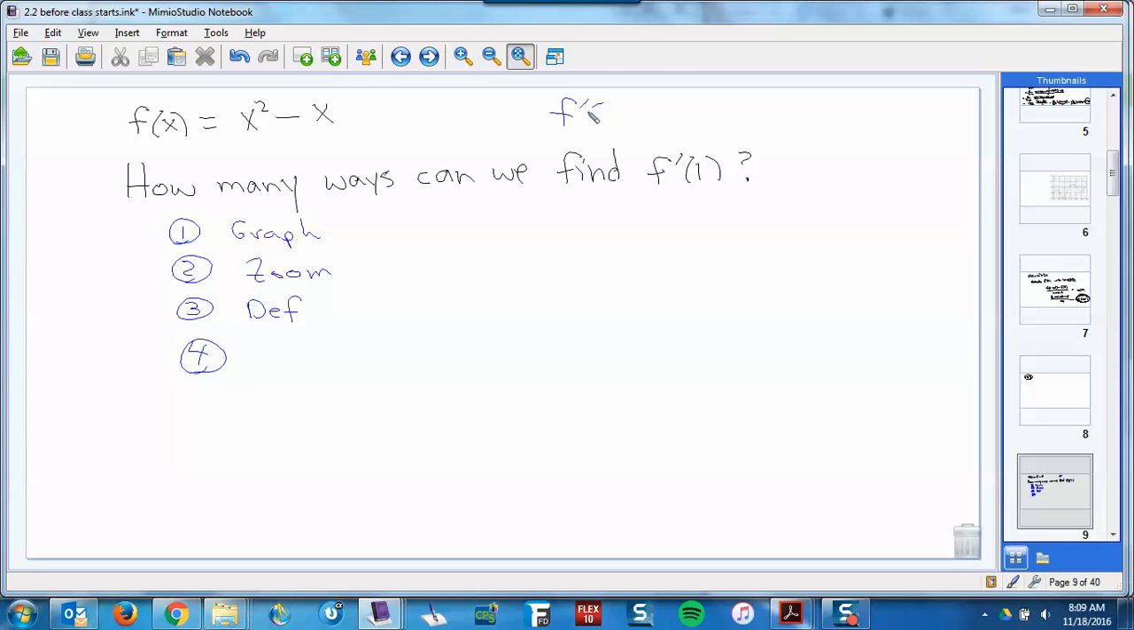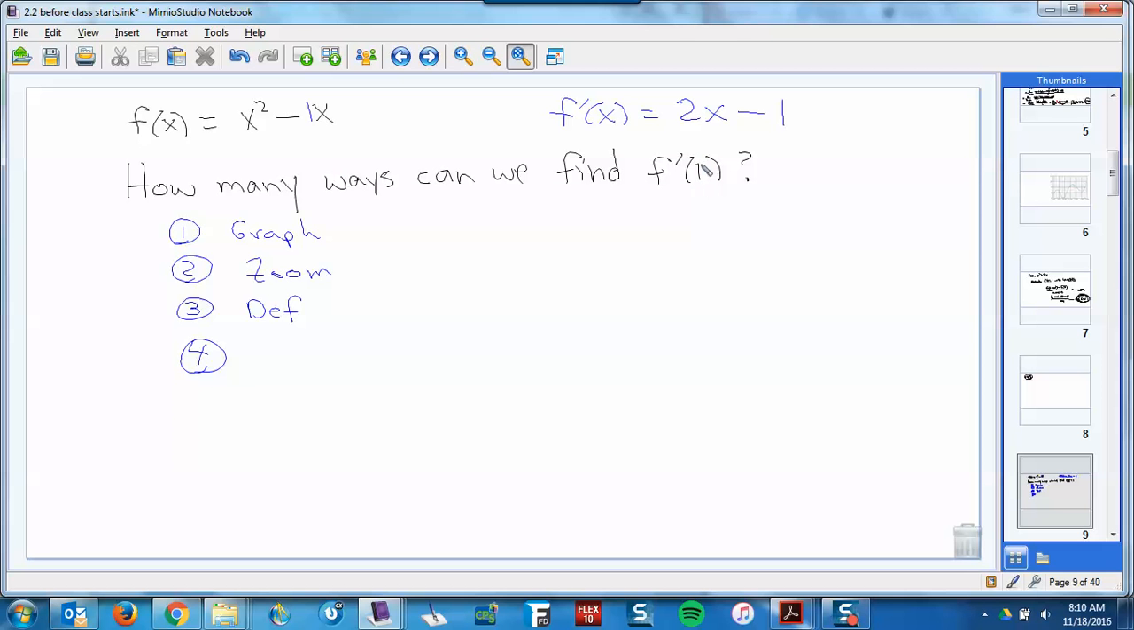But for this problem, what would be f prime of x? By our shortcut, our new power rule. 2x to the first minus 1, right? Because the derivative of this, well, x is just a line with a slope of 1. That's the best way to think about it. Anytime you just have plain old x, the derivative is going to be whatever number's in front of it, right? So 2x minus 1.